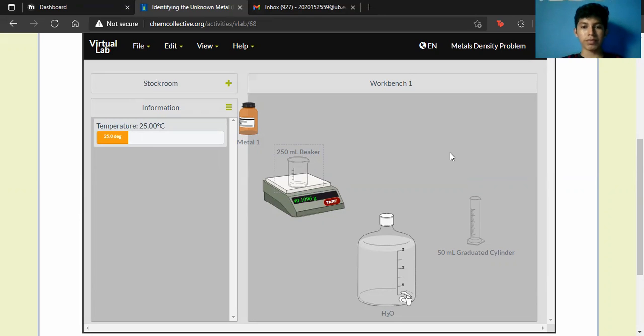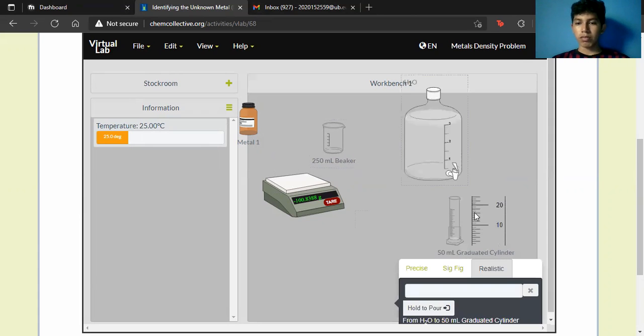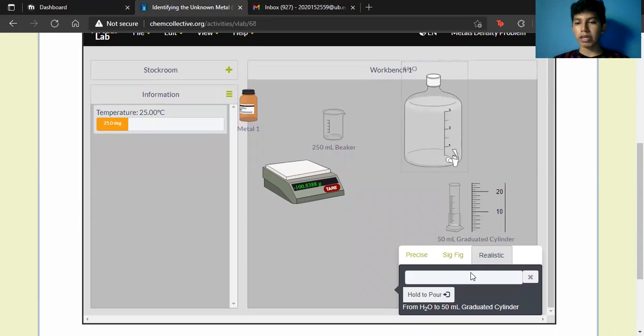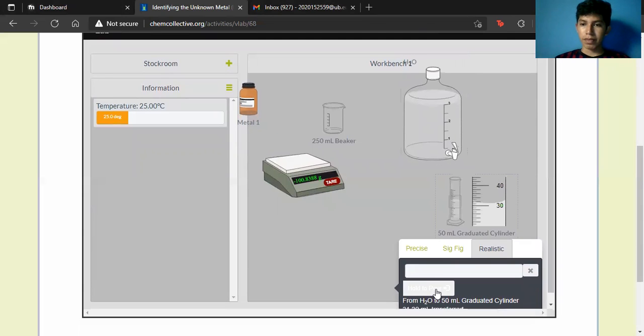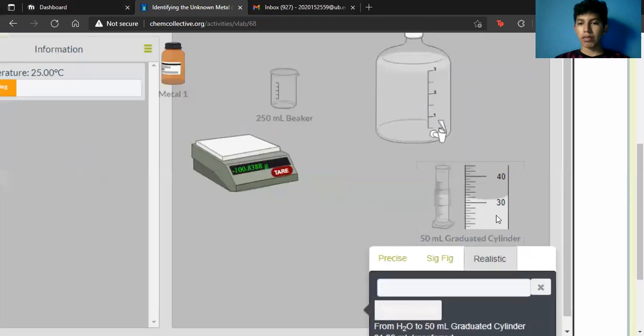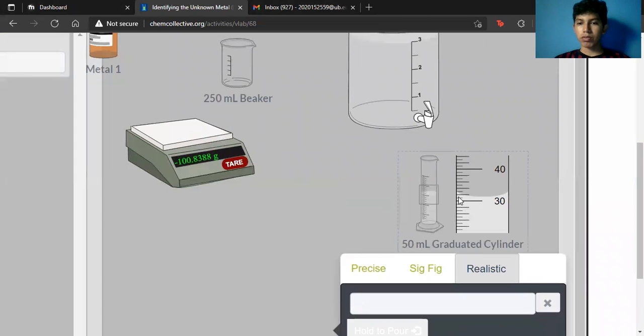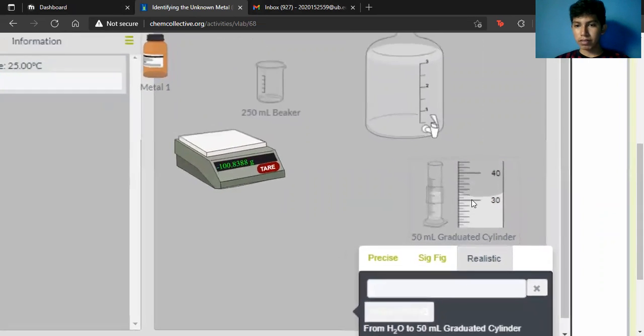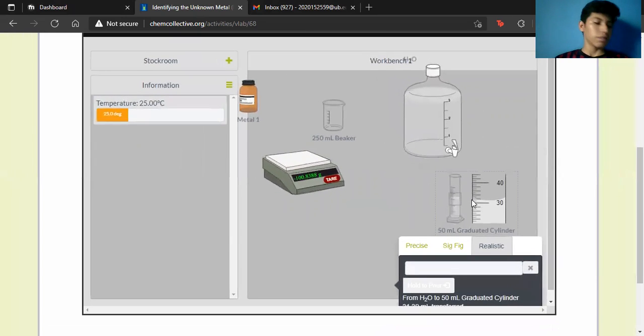6 grams. So now that we have the mass, to find the volume, I'm going to get water, pour some into my graduated cylinder, again using the realistic pouring method. Okay, here this is about 31.5, I'd say 35. So I'm going to record this as the initial volume of the water, 35.